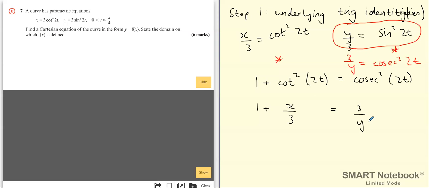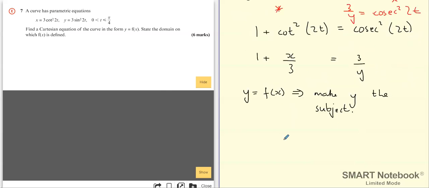And then from there, you have to go about making y the subject, because in the question we have been asked to put it in the form y equals f of x. Y equals f of x implies make y the subject. Okay, so you've got that. Now you can take over from this equation and let me know what you get for y in the chat as soon as you're done.